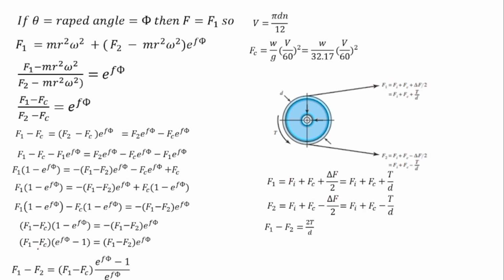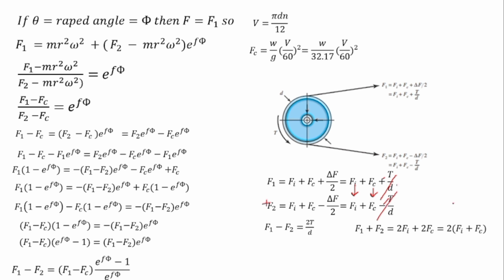If you subtract F2 from F1, so this will become minus, and this one will become minus, this will become minus, and this will become plus, this will become plus. So this and this will get cancelled out, and this will get cancelled out, and these two will be added with each other. So that is going to give you 2 T by D. And similarly, if you add F1 with F2, this and this will give you 2Fi, and this will give you 2FC, and these two will be cancelled out with each other because this is negative and this is positive.